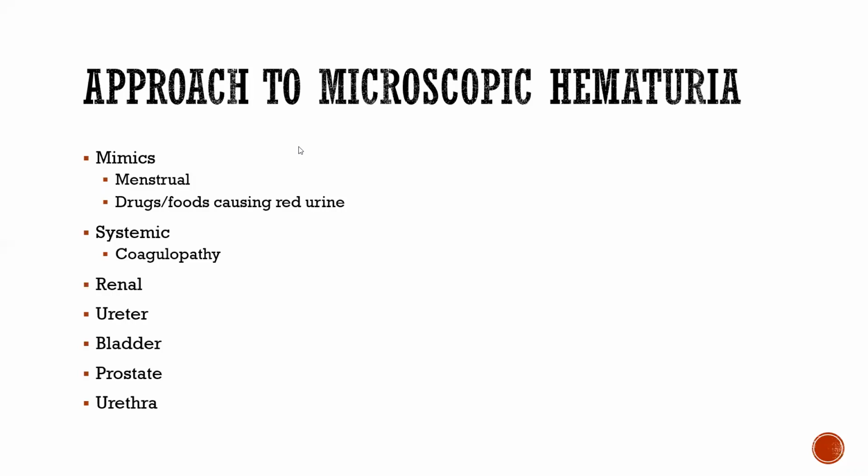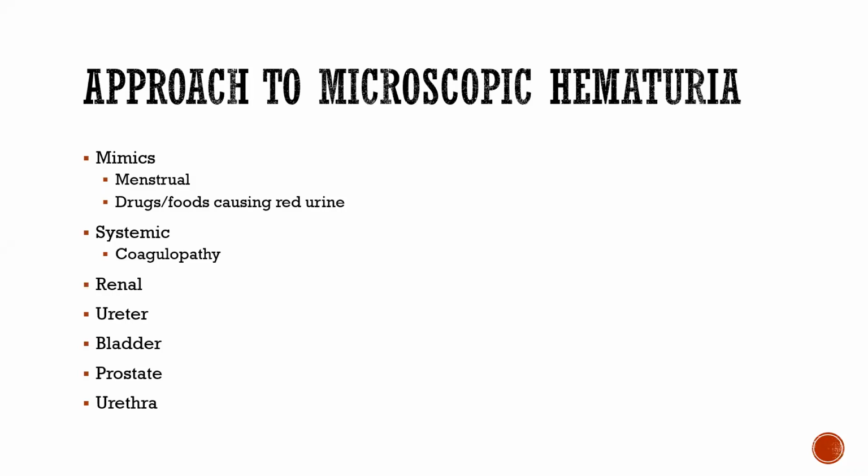So this is the general approach, which I'll have a pictorial representation of on the next slide. But firstly, you can have mimics of microscopic hematuria, which could be bleeding from other places outside the urinary tract, like menstrual bleeding, and also drugs like rifampin or foods like beets that can cause red urine can sometimes cause a false positive for macroscopic hematuria. But the microscopy, of course, in those cases should be negative.